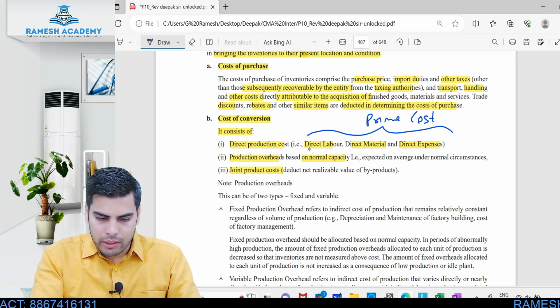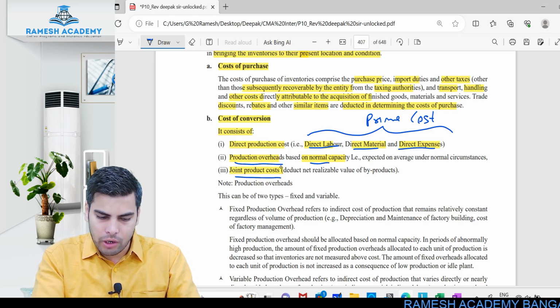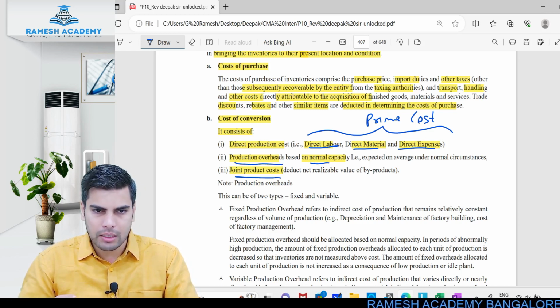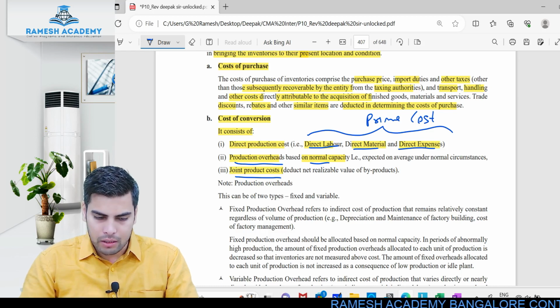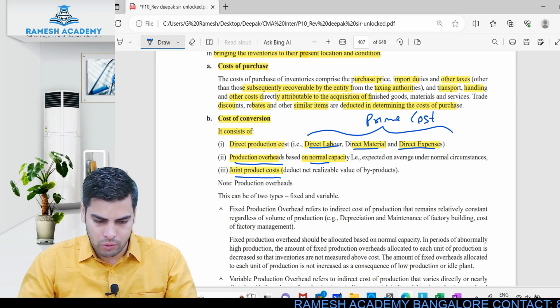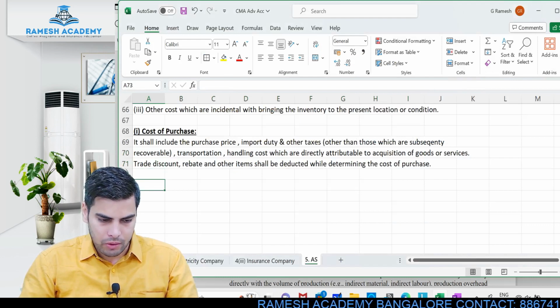Clear? So it includes direct labor, direct material and direct expenses, and production overhead based on normal capacity, and joint product cost. Sometimes if you are spending some amount towards the joint product, even that will be included over here. Okay, so I'll just write it over here.